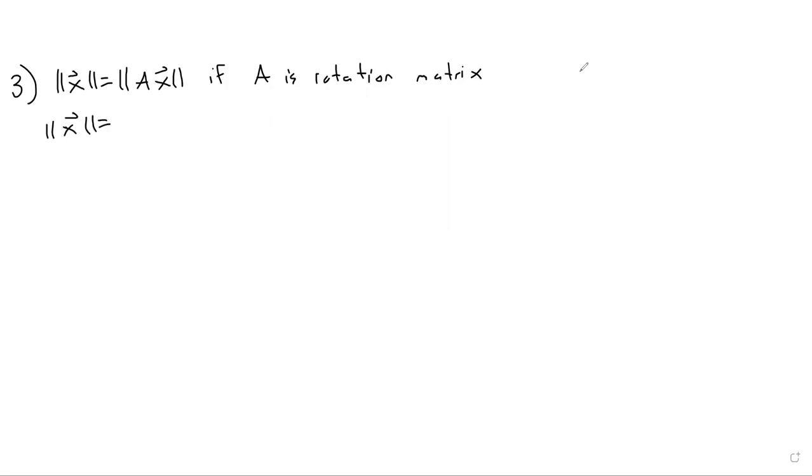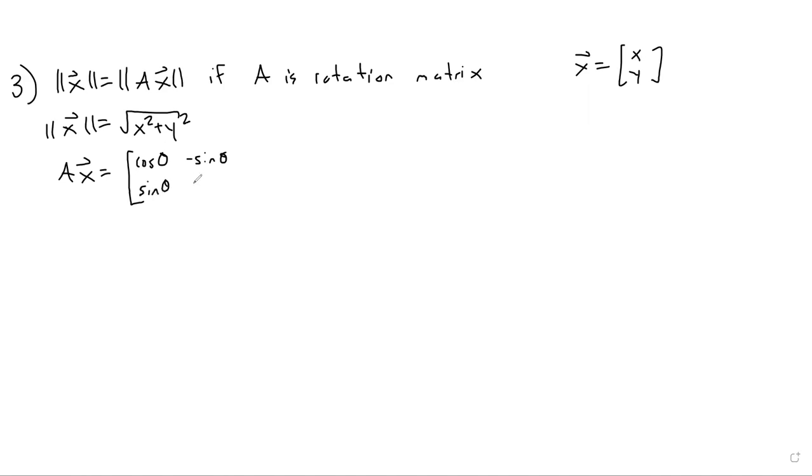is, well, if we say that x is, let's call it (x, y). So the length of x is the root of x squared plus y squared. And so if we're going to figure out the length of Ax, we're going to have to actually write that out. So Ax, since A is a rotation matrix, it's cos theta, negative sine theta, and sine theta, cos theta, times my vector x, which would be (x, y).